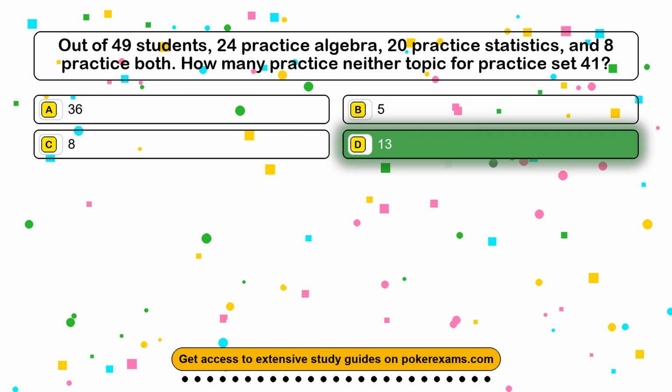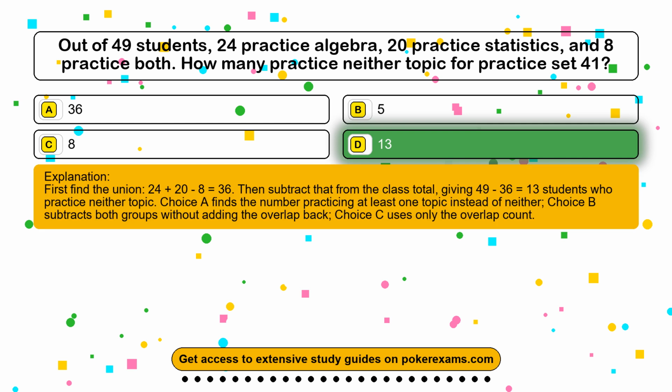The correct answer is option D, 13. First find the union: 24 plus 20 minus 8 equals 36. Then subtract that from the class total, giving 49 minus 36 equals 13 students who practice neither topic. Choice A finds the number practicing at least one topic instead of neither, choice B subtracts both groups without adding the overlap back, choice C uses only the overlap count.